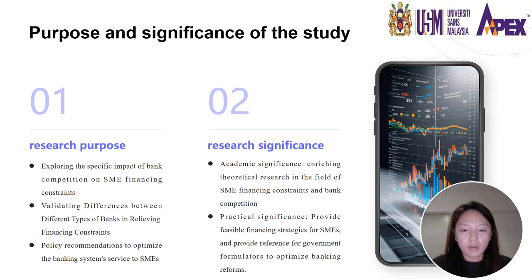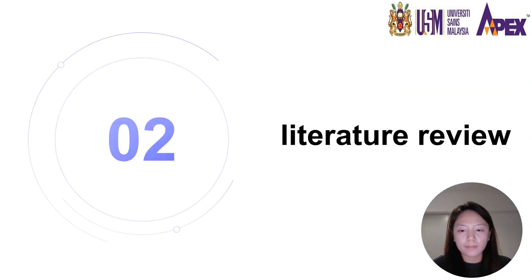The purpose of the study is to explore the specific impact of bank competition on SME financing constraints and validate differences between different types of banks in relieving financing constraints, as well as to provide policy recommendations to optimize the banking system service to SMEs. Regarding the research significance, we elaborate through academic and practical significance.